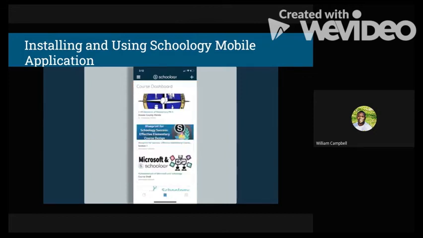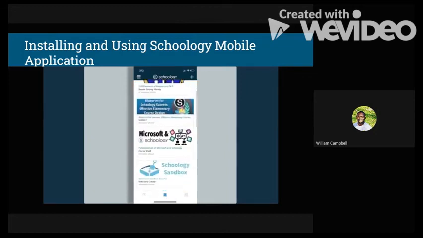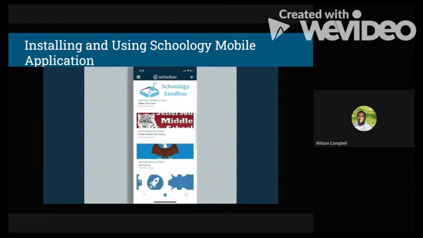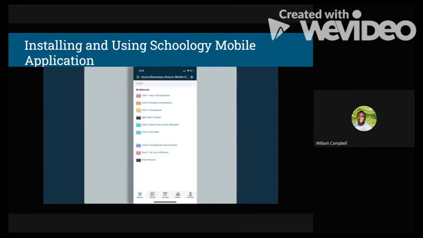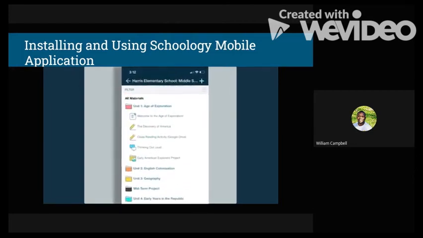I'm going to click back over to my dashboard, and from here, I'm going to open up one of my courses. I'm going to click on my middle school course here. Once in my course, you'll notice that everything is organized by folders. I'm going to click on this very first folder, and from here you can see, just below the folder, all of the different items that have been added within that folder.